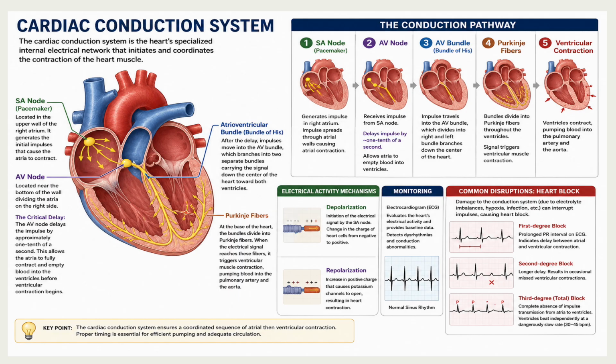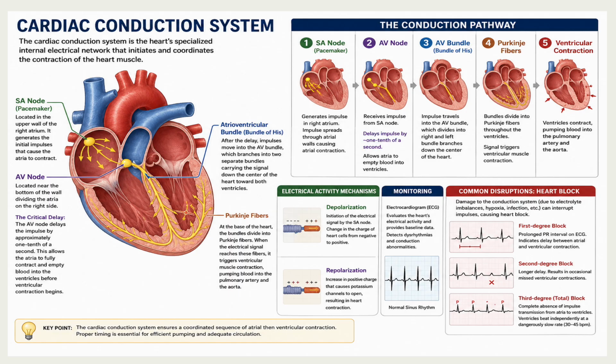So the conduction system functions through two major electrical phases. Depolarization, which refers to the initiation and spread of the electrical impulse. This is where the heart cells change from a negative to a positive charge. Then you have repolarization that restores the cells back to their resting state so the next heartbeat can occur. So all of this is monitored using an electrocardiogram or an ECG. Sometimes we even call it an EKG, right? Which helps detect dysrhythmias, like abnormal rhythms and conduction abnormalities.